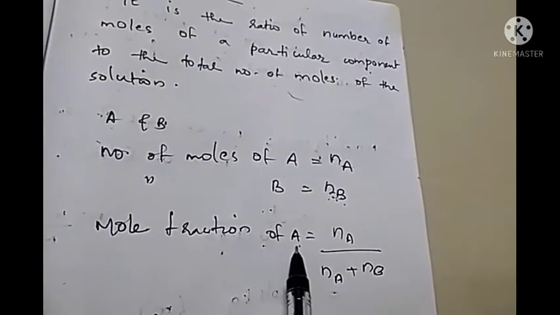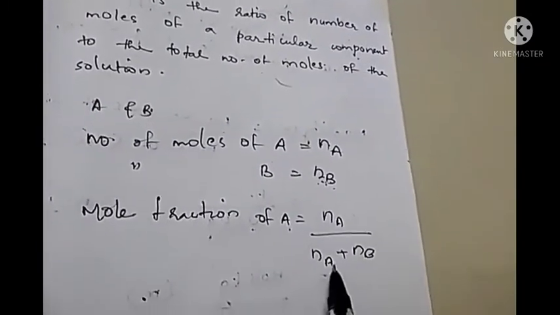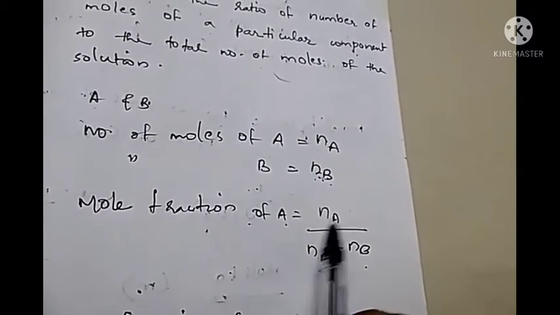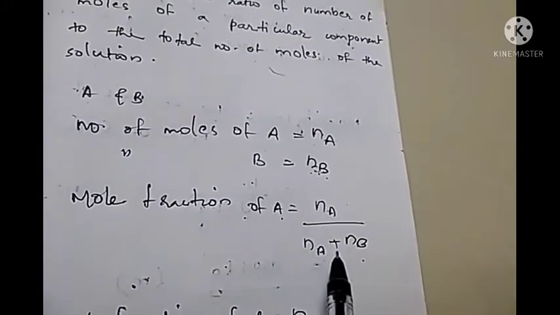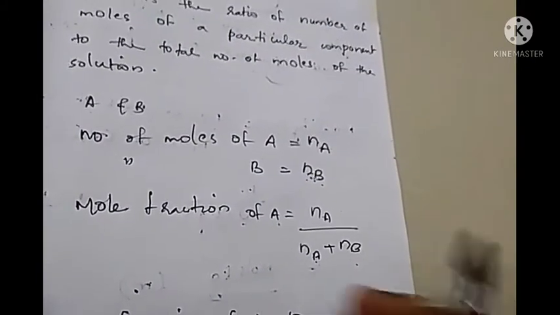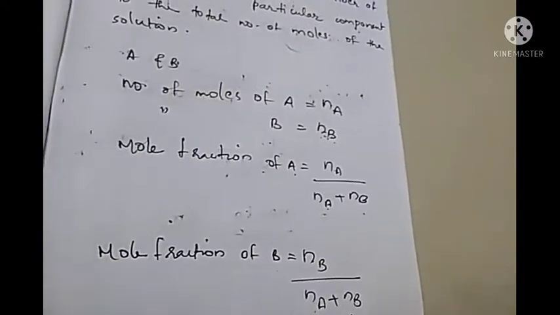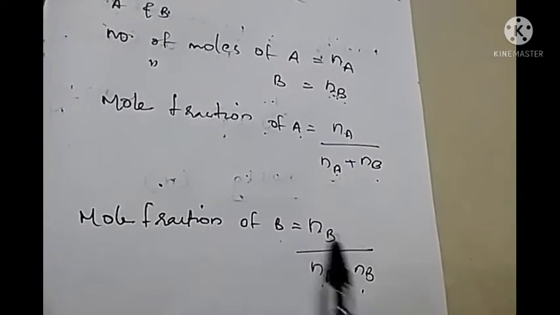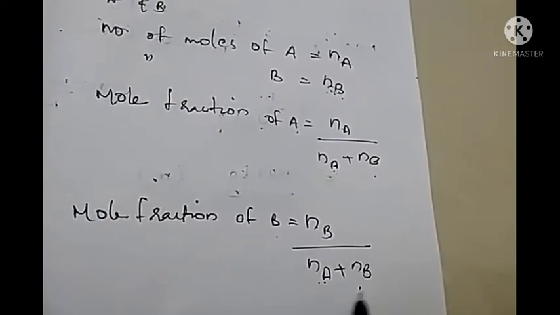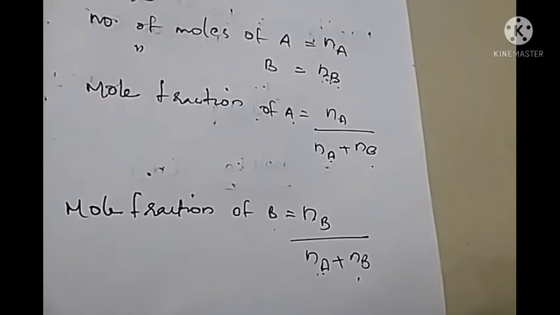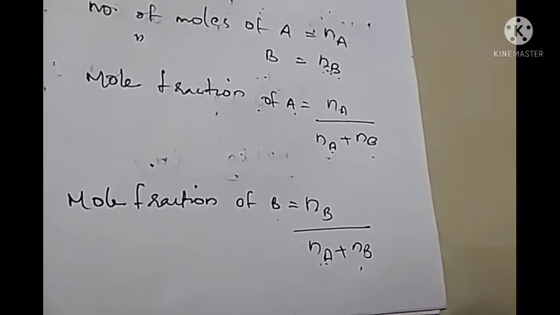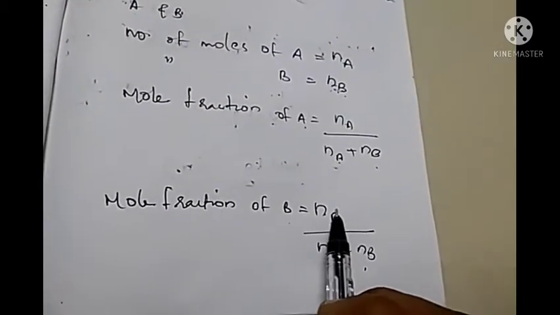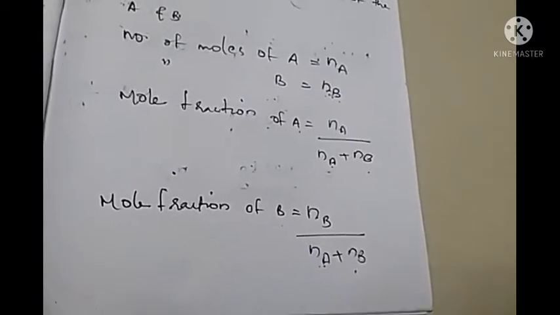So mole fraction of A will be equal to number of moles of A divided by total number of moles, that is Na divided by Na plus Nb. Now what will be the mole fraction of B? Mole fraction of B is equal to the number of moles of B divided by total number of moles, that is Nb divided by Na plus Nb. So this is mole fraction, the second method to express the concentration. Mole fraction is the ratio of number of moles of that component to the total number of moles.